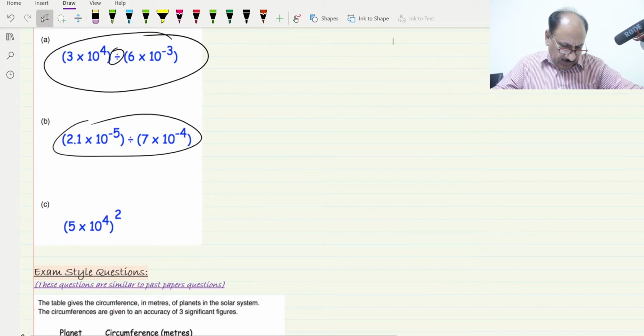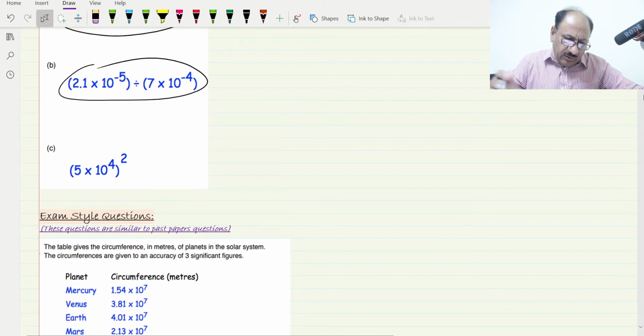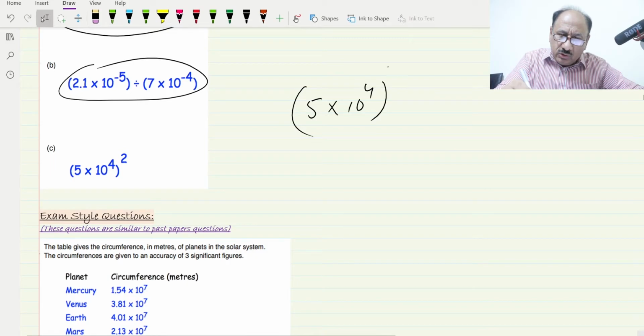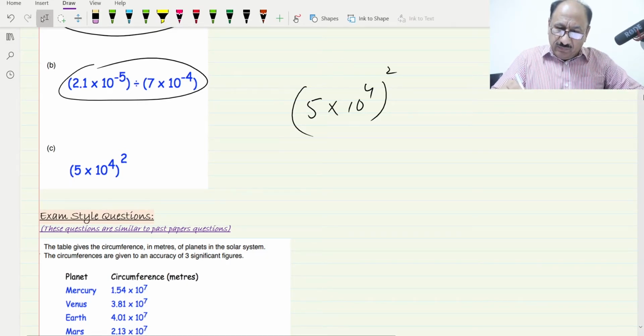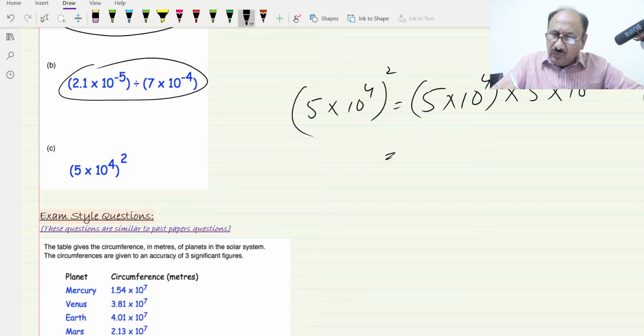Now the next thing which we are doing is 5 into 10 raised to the power 5, into 10 raised to the 4, whole squared. This type of question is also part of past papers, so I have selected this. What we can do is rewrite it as the multiplication of 5 into 10 raised to the 4, and we can multiply this. 5 into 5 will be 25.